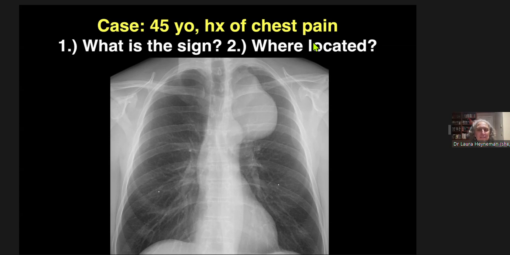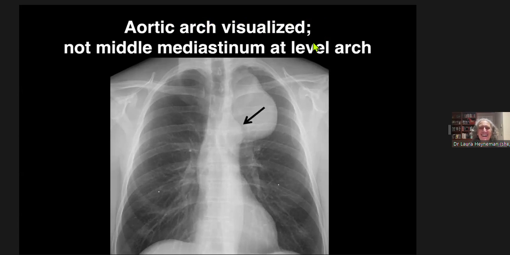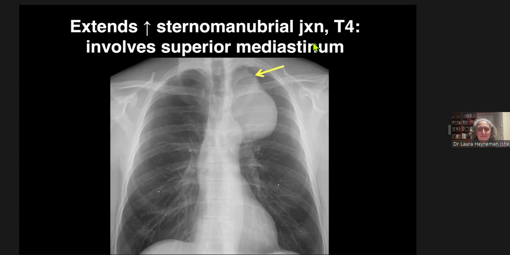Question is, where do we think this mass is located? And how do we figure that out? What sign are we using to figure that out? And hint, somebody's asked about this already. So in this mediastinal mass, through it, we see the transverse aorta. So that means the transverse aorta is not immediately abutting this mass. Transverse aorta is middle mediastinum. So I'm guessing that this is not a soft tissue mass in the middle mediastinum adjacent to the aorta.